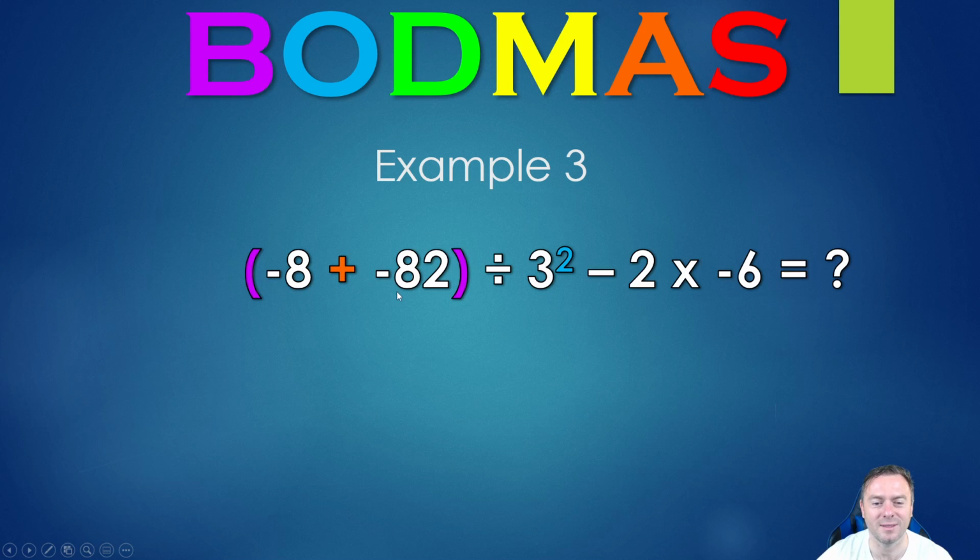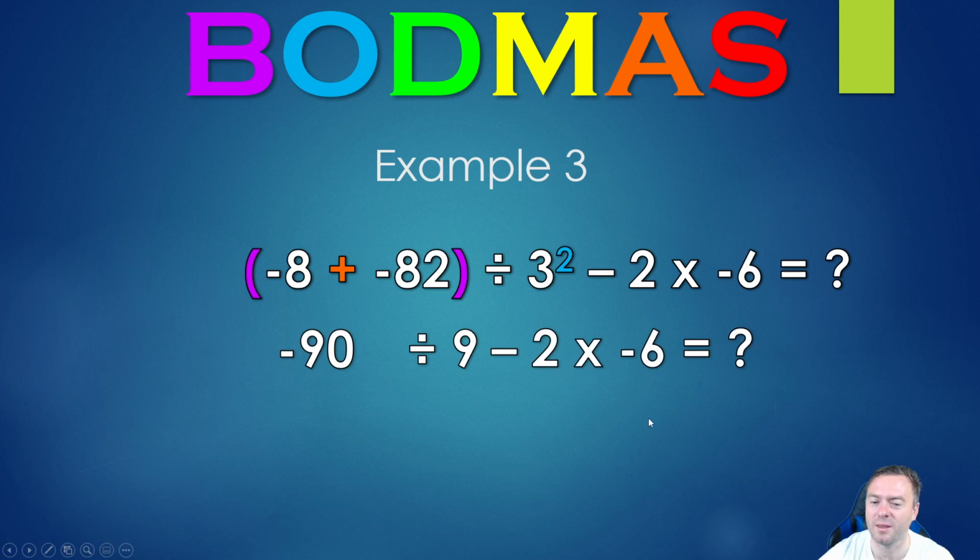So negative 8 plus negative 82. So that's the same as if I took negative 8. So taking 8 away from you, then taking 82, which leaves us with negative 90. Then I'm going to have that divided by 9. So 3 to the power of 2 is 9. Then just bring down the rest of it.